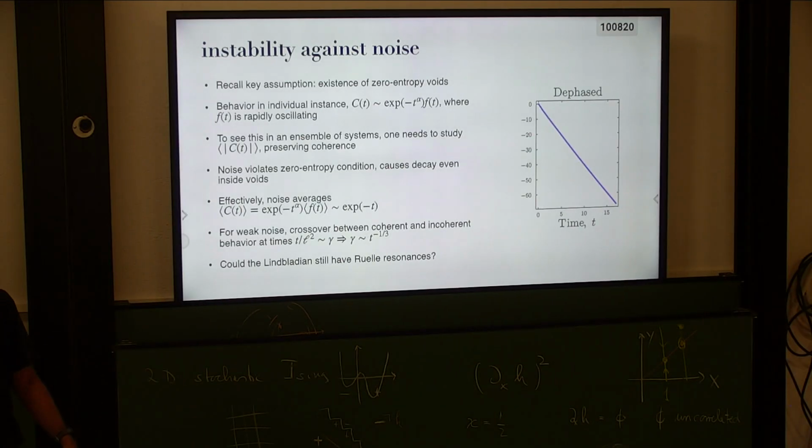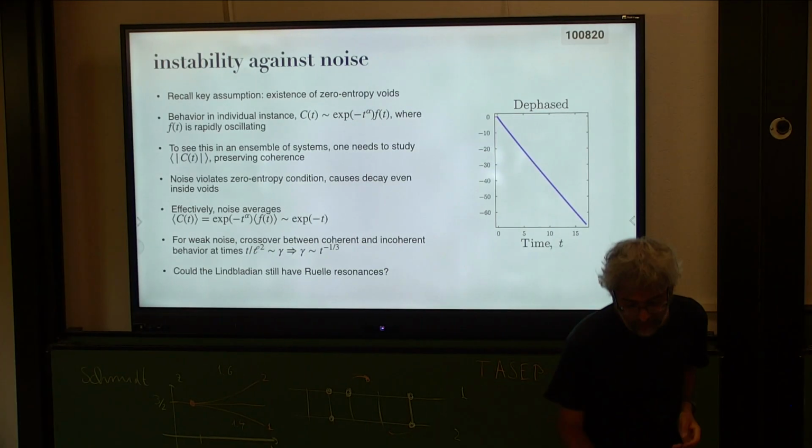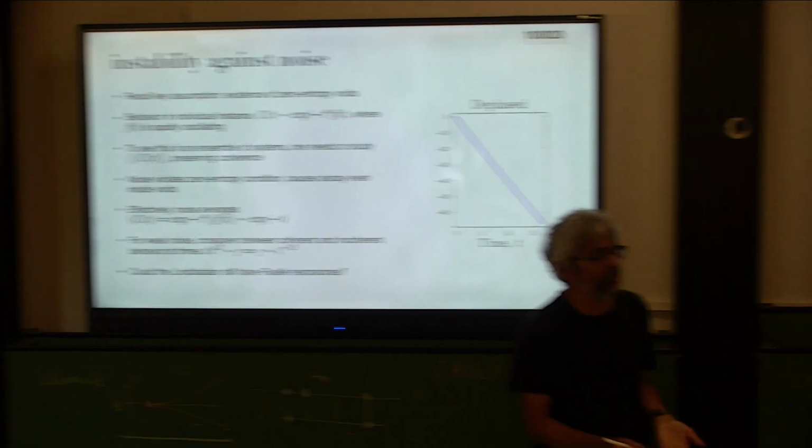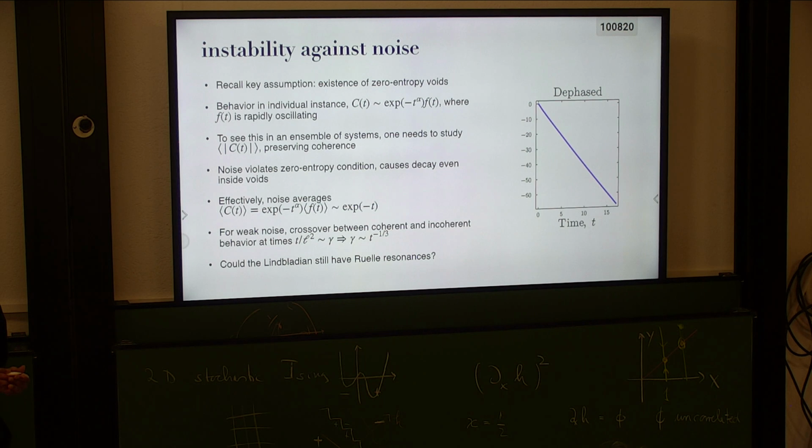But is the noise here symmetry breaking? No, it's strongly symmetric. It's U1 preserving symmetry. So even if the noise preserves the symmetry, it still causes averaging. You take this overall envelope, but the envelope also has a bunch of oscillations in it, and the noise messes up the oscillation structure and averages over it, and so the noise-averaged correlator actually decays exponentially.